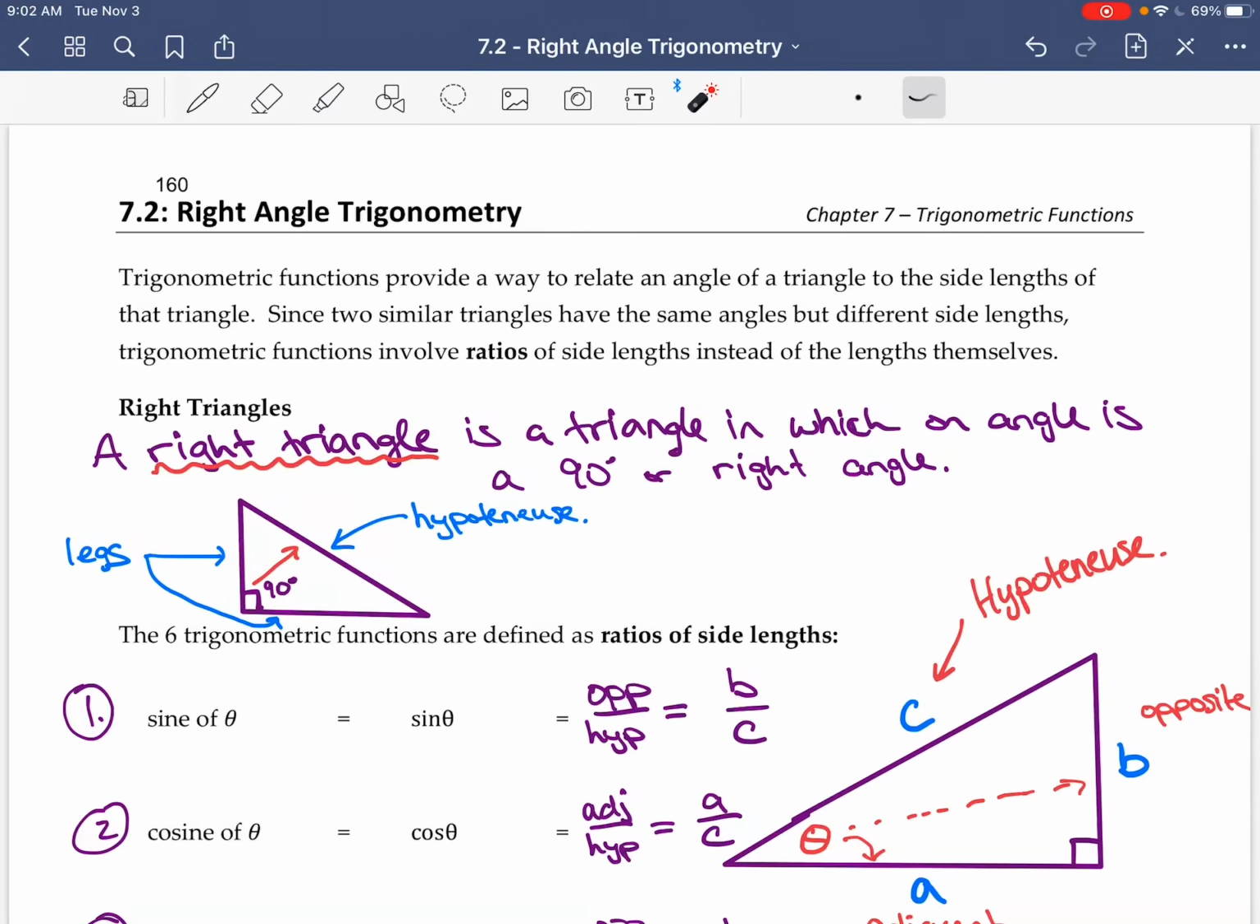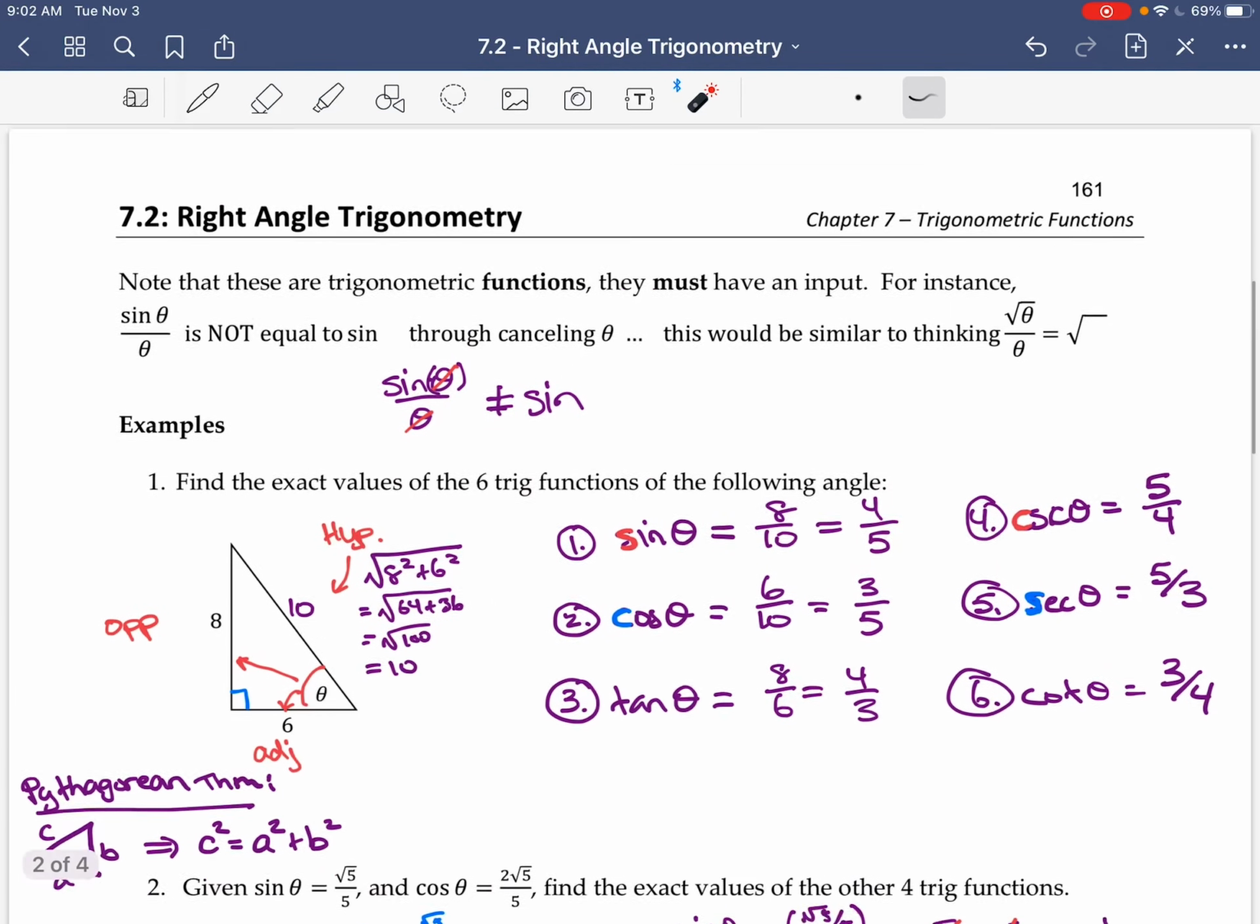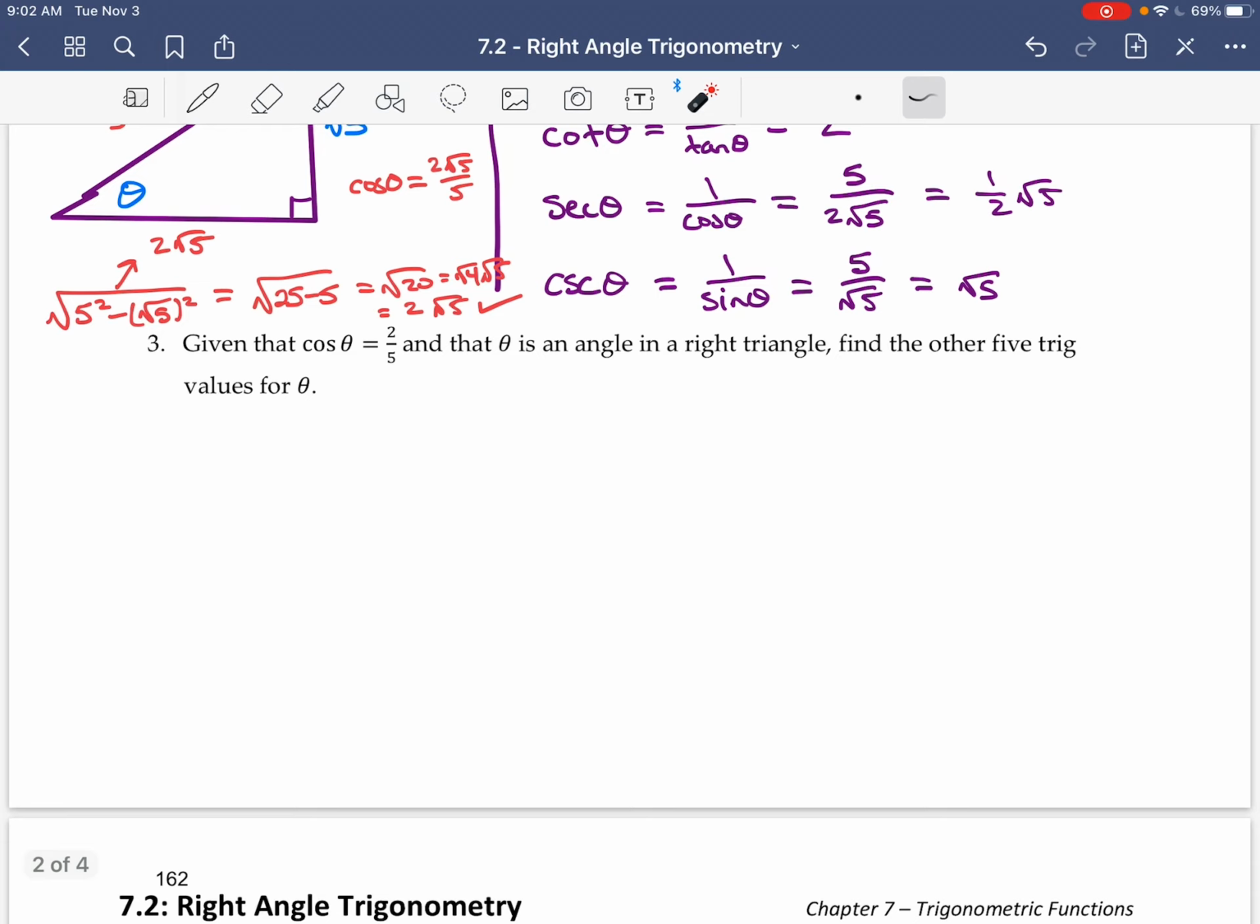In this video, we're just going to do a couple small examples using right angle trigonometry. So the first one here, we know that cosine of theta is 2 over 5, and we know that theta is an angle in a right triangle, and so it's not going to be the 90-degree angle, it's going to be the other ones. We want to find the 5 other trig values.